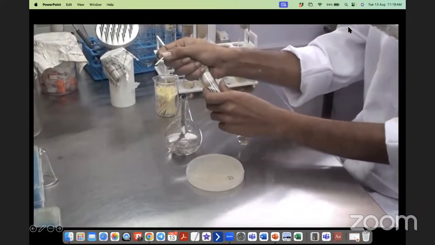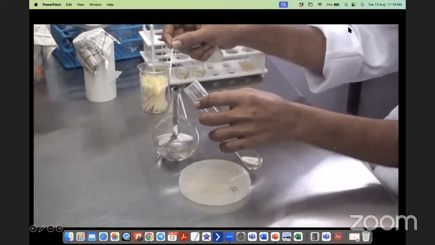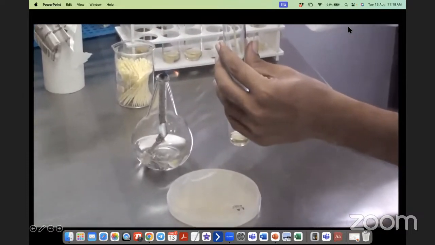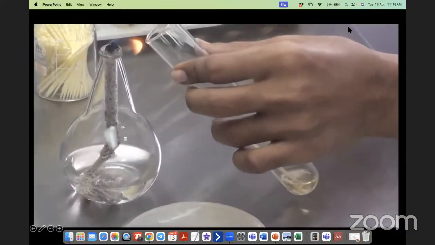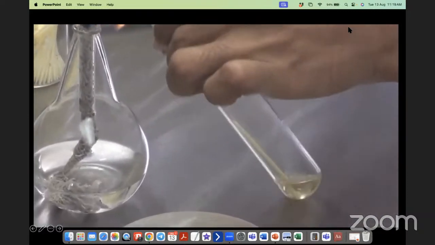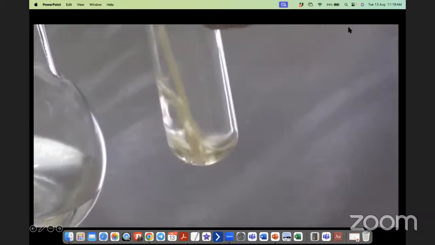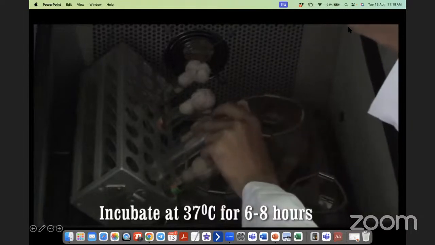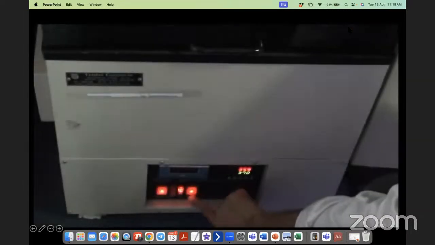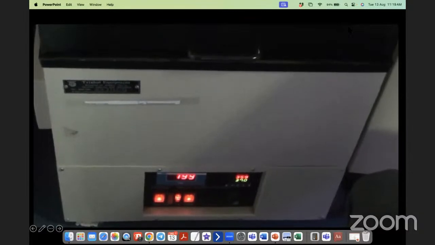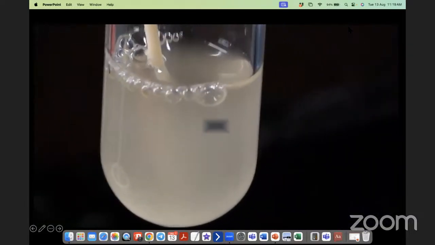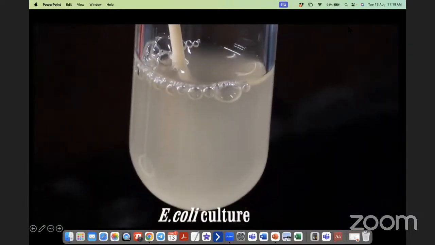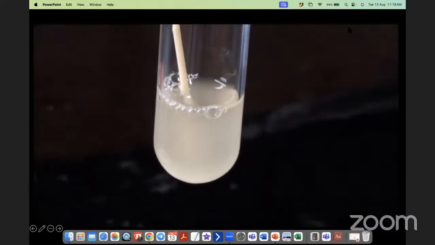Carefully remove a bacterial colony from the master plate and inoculate the autoclaved growth media. Incubate this inoculated sample at 37 degrees Celsius for 6 to 8 hours with constant shaking to allow the bacteria to grow. The turbidity of the culture, which gradually increases, indicates bacterial growth.